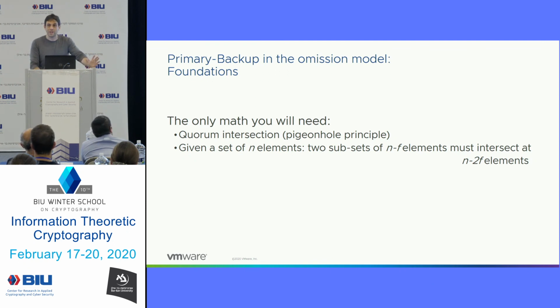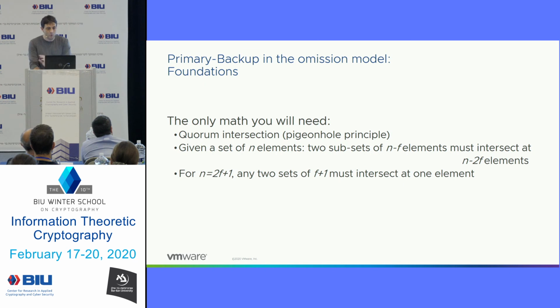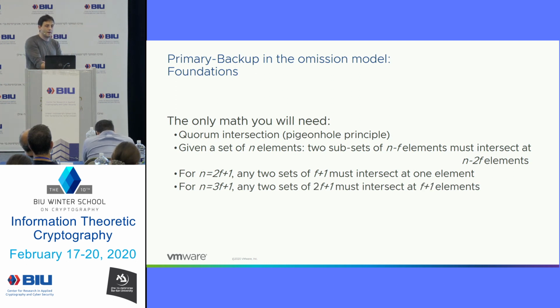So again, I apologize in advance. It's very, very simple. So let's look at two particular values. If you have n equals 2f plus 1, and we take two sets of f plus 1, then they must intersect at one element, right? This is just the same thing. And the second specific case we'll look at is if we have a group of 3f plus 1 parties, and we choose quorums of size 2f plus 1, then the intersection is at least f plus 1, right? So we're going to use this in the Byzantine setting. In the omission setting, we're going to use the first, and in the Byzantine setting, this second property. Okay, that's the only thing we're going to use.